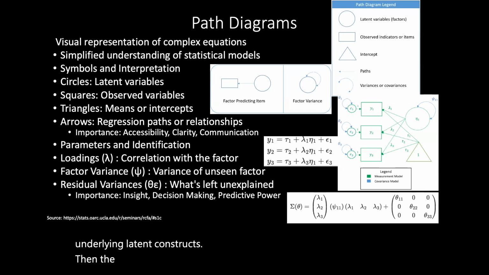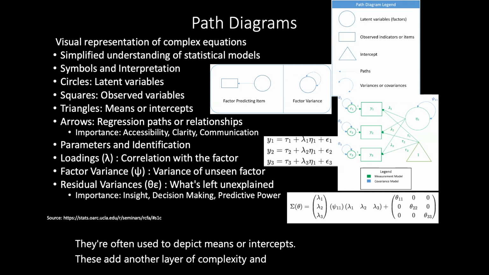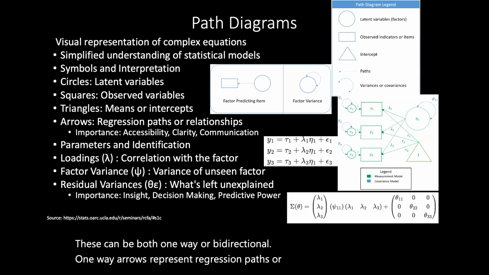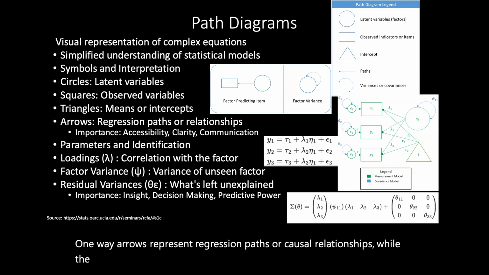Then the triangles, they're often used to depict means or intercepts. These add another layer of complexity and information to the model. The arrows can be both one-way or bidirectional. One-way arrows represent regression paths or causal relationships, while the bidirectional two-way arrows signify variances or covariances.